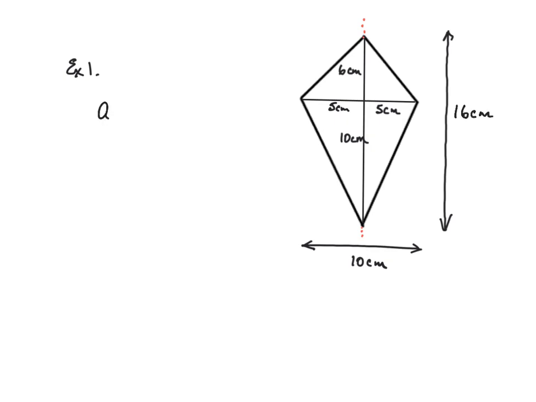So the area then is diagonal 1 times diagonal 2 over 2. So that's 10 times 16 over 2, and that gives us 80 centimeters squared.